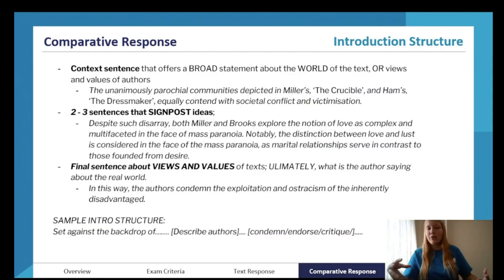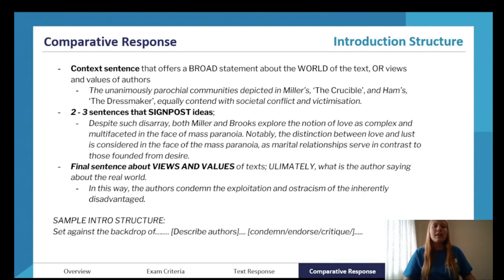Running through structure. It's not easy, guys, but introduction. This is similar to text response. We have context sentences that offer broad statements about the worlds of both texts or the views and values of authors or both. Just make sure it's not more than a couple of sentences or your flow will be impaired. They don't like to see too much irrelevant contextual information in our intros.